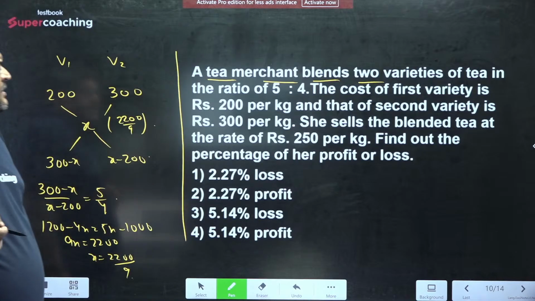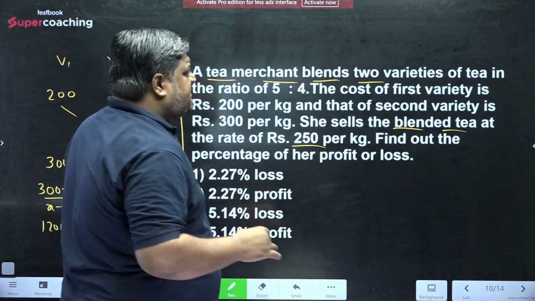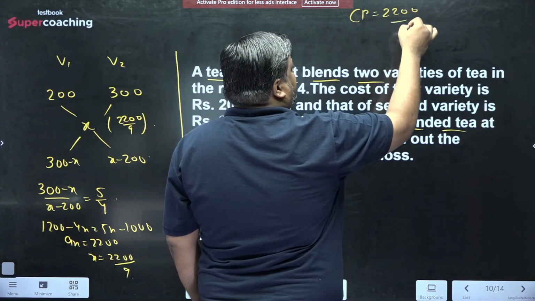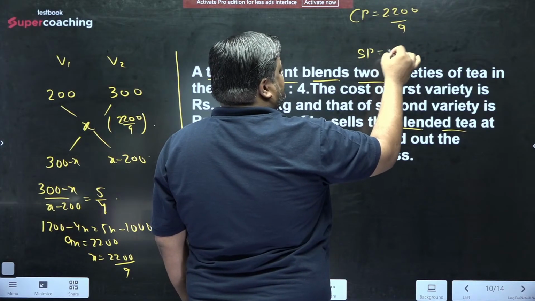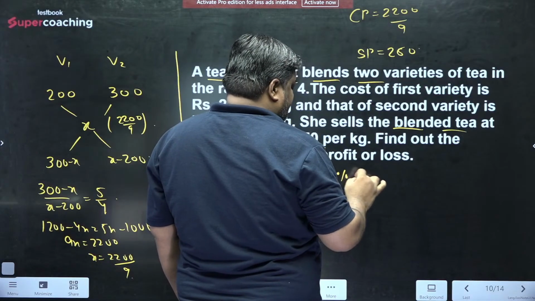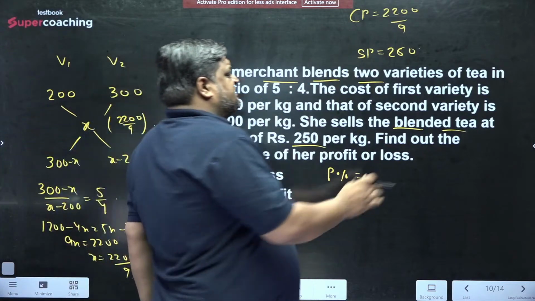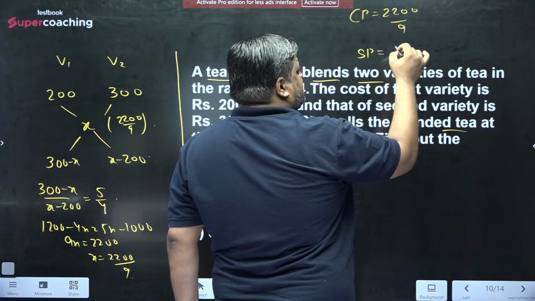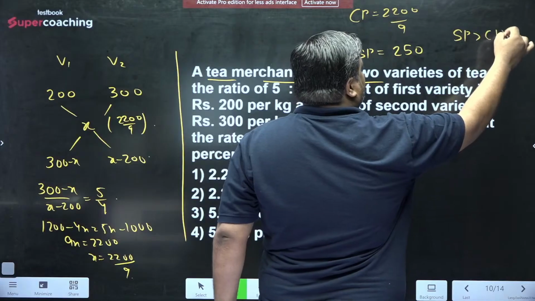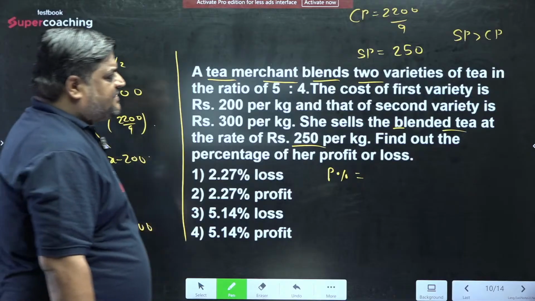Okay. Now she sells the blended tea at 250 per kg. You have the cost price as 2200 upon 9 and the selling price as 250. How much is the profit percent? Sir, the selling price is more than the cost price, obviously. This is not 260, this is 250. The selling price is more than the cost price, so it is a case of profit. How do we calculate profit percent?